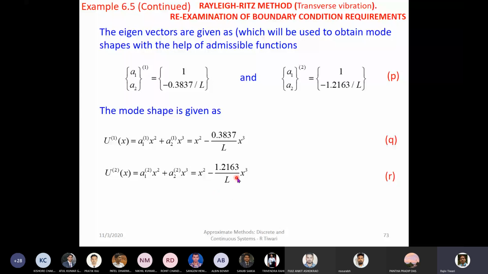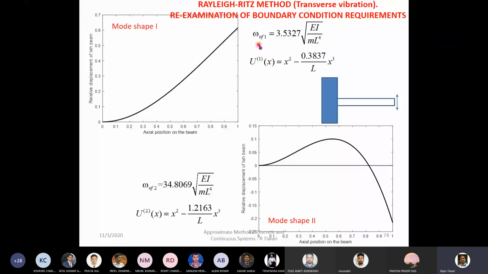In this polynomial form, they look very vague, but if we plot them, then things will be more clear. So now, when we took the two admissible functions, we got the first natural frequency like this, and the second. This is the eigenfunction corresponding to that. This is the second natural frequency, and this is the eigenfunction corresponding to that. We have solved the cantilever beam, uniform beam, transverse vibration.